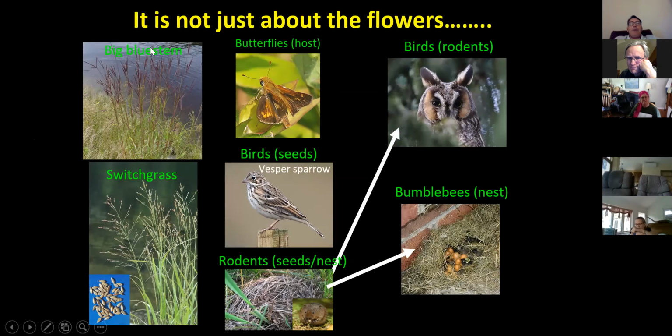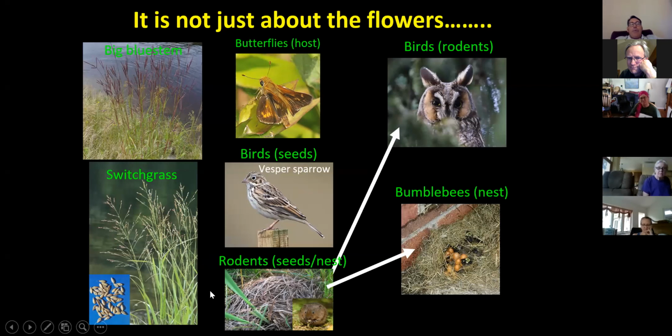As I mentioned, we are looking for host plants, big and little bluestem, switchgrass. These are important host plants for our threatened butterflies. They also form a food source for birds, right? They're feeding on the seeds. They actually prefer native seeds over non-native seeds. Now, you're probably thinking, where do bees come in?